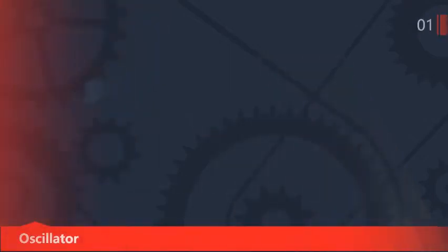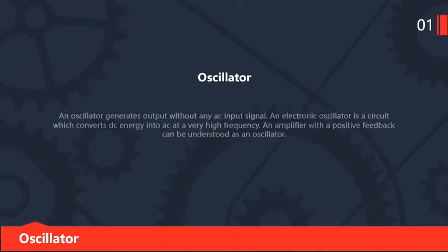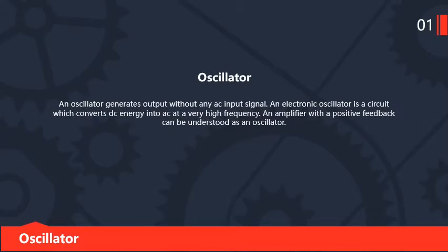Topic 1, oscillator introduction. An oscillator generates output without any AC input signal. An electronic oscillator is a circuit which converts DC energy into AC at a very high frequency. An amplifier with a positive feedback can be understood as an oscillator.